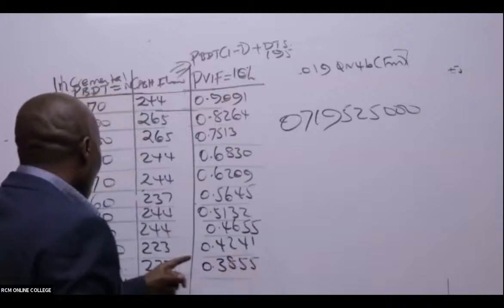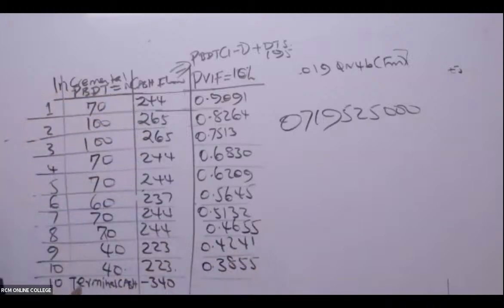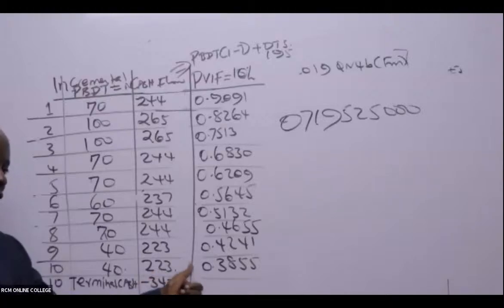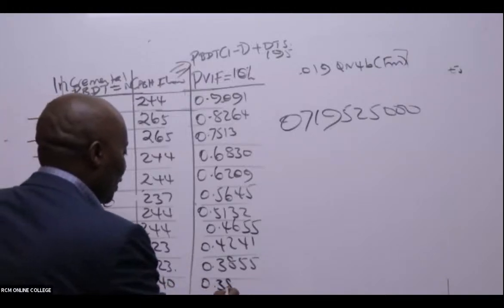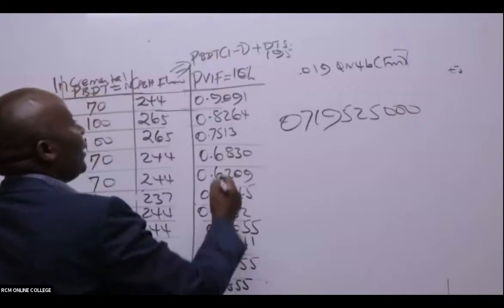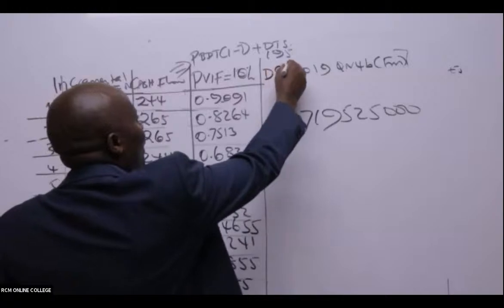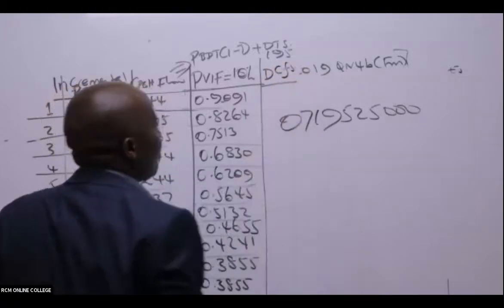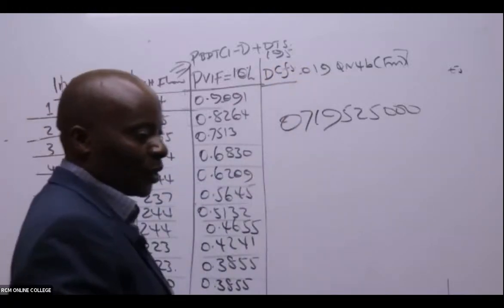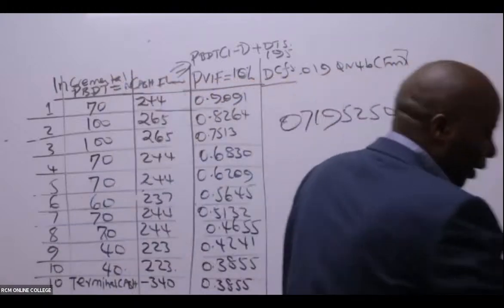3855. So then what do you think of this terminal cash flow? Which figure should I use here? It is called the detour as above, isn't it? You drop down 0.3855 like that. And then now you come and create a column of DCFs, discounted cash flows.